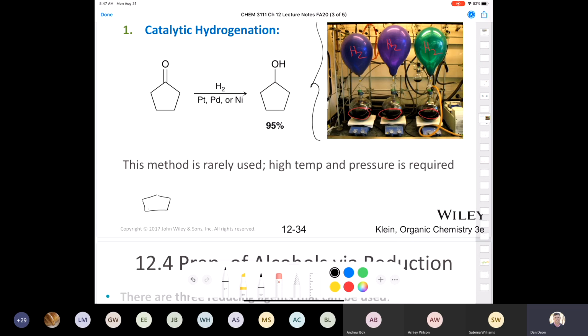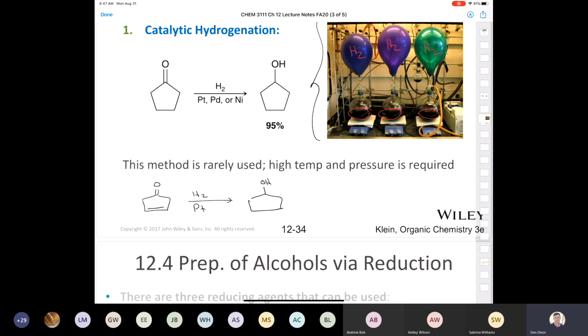If you had this compound here, so now you've got an alkene and a ketone in the same molecule. If you were to take that and do this, you would end up not only reducing the ketone to the alcohol, but you'd also perform a hydrogenation on the double bond. So is there a way that you could simply reduce the ketone without touching the double bond? And the answer is yes. Okay, there is a way to do that, and I'll show you right now.